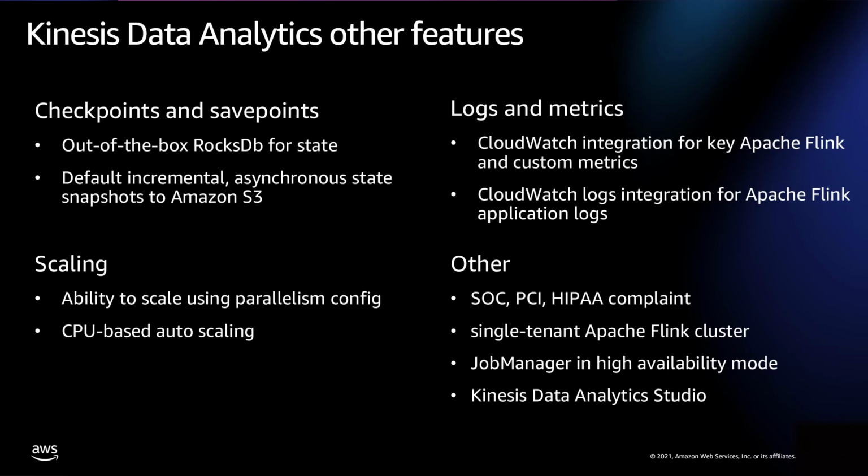It has integration with Amazon CloudWatch for monitoring and debugging logs. The service also exposes the Flink dashboard in a read-only mode, so you can get detailed Flink logs easily. Kinesis Data Analytics monitors the CPU usage of your application and elastically scales your application up and down. The service is part of multiple AWS compliance programs, including SOC, PCI, and HIPAA. And when you deploy your Flink application, it runs on a single tenant Apache Flink cluster running in high availability mode across 3 availability zones in an AWS region.